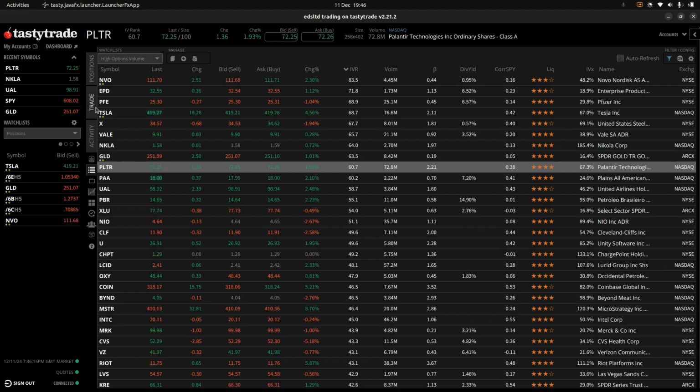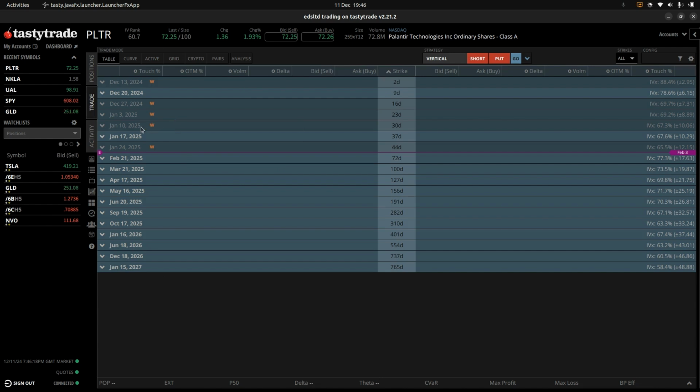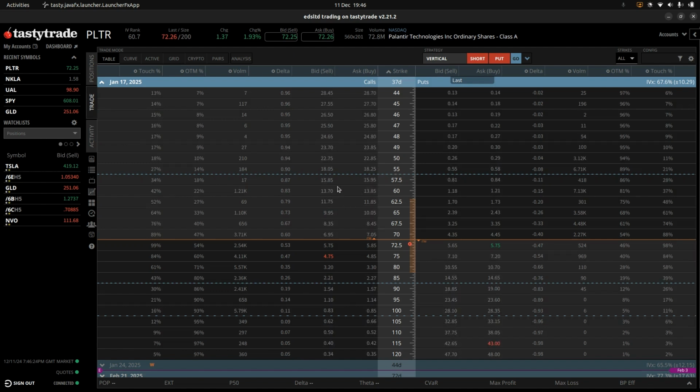So Palantir is trading at just over $70. What we're going to do is come over to our list of expirations, and we've already selected our expiration date, January 17th, 37 days out in time. This is now the options chain, and this is what we're going to be working from.